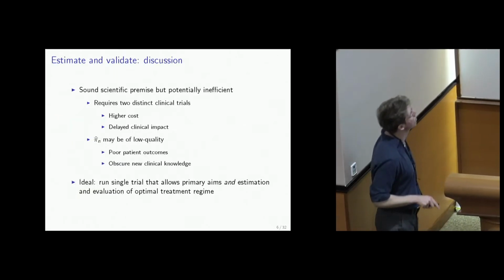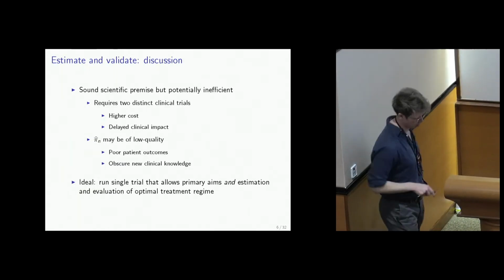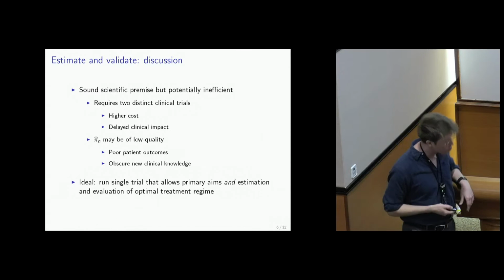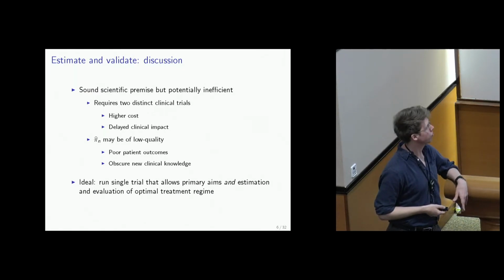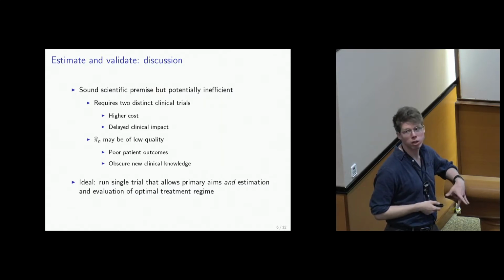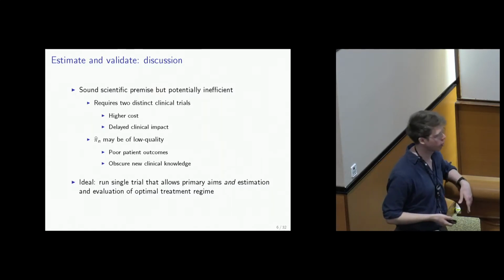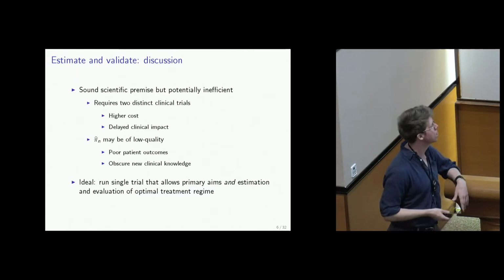So this doesn't pose any technical difficulties. However, running two trials is presumably more costly than running one. And you also have delayed clinical impact because you roll out the learned improved decision rule, if you find one, later.